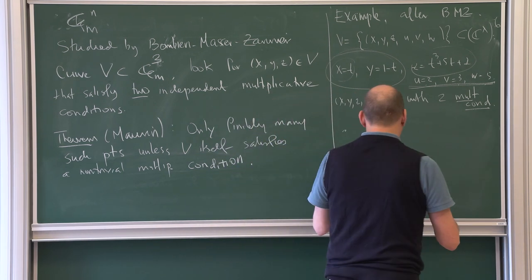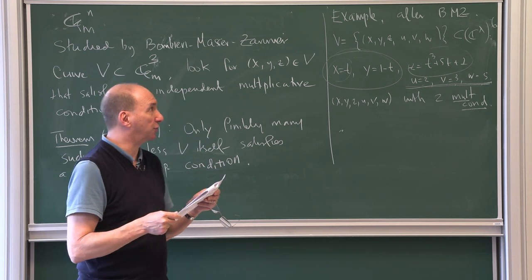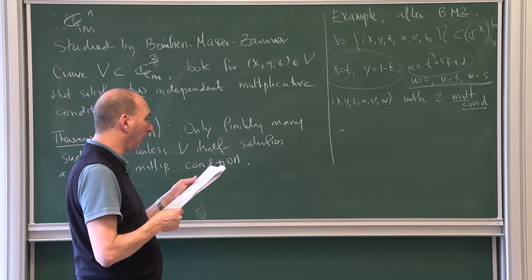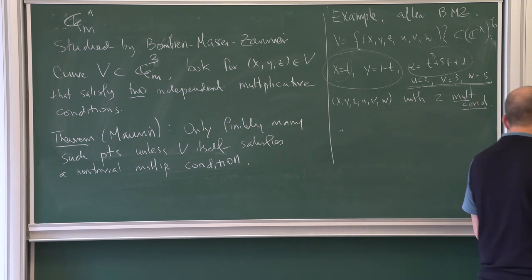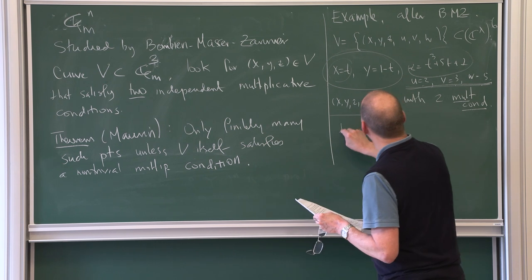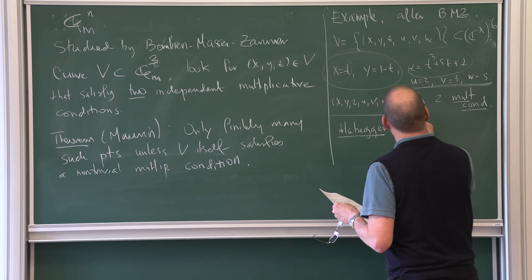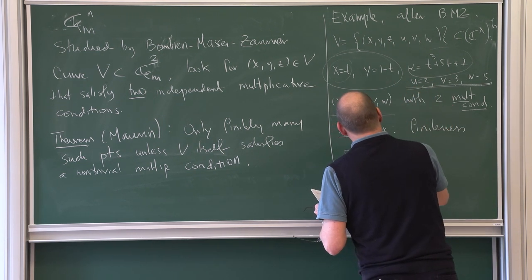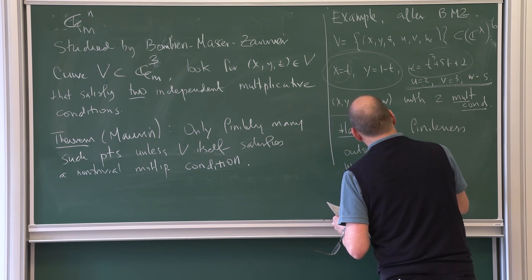All right, so BMZ also proved this in codimension 2 and also for intersections with subgroups of dimension 1. So quite a bit is known. And the most general result is Habegger's finiteness. I'll write it down and then I'll explain it.